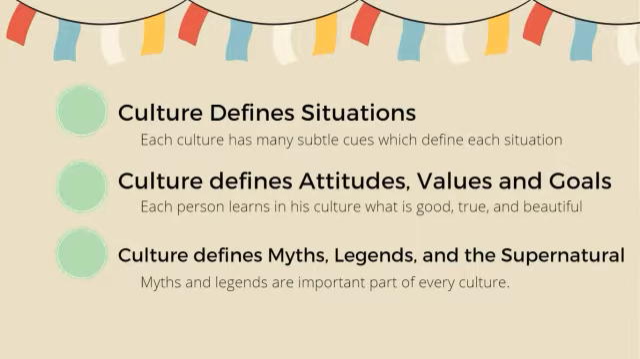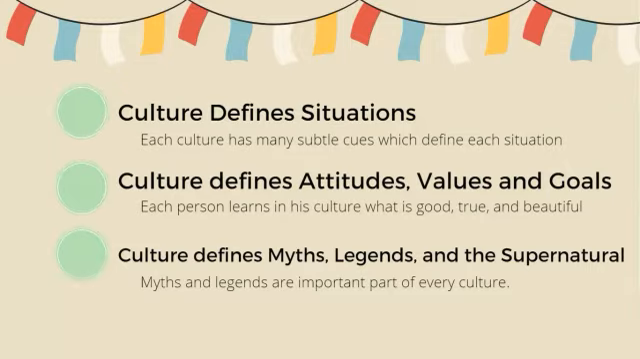Second, culture defines attitudes, values, and goals. Each person learns in his culture what is good, true, and beautiful. Attitudes, values, and goals are defined by the culture, while the individual normally learns them as unconsciously as he learns the language. Attitudes are tendencies to feel and act in certain ways. Values are measures of goodness or desirability. For example, we value private property, government, and many other things and experiences. Goals are those attainments which our values define as worthy. In these ways, culture determines the goals of life.